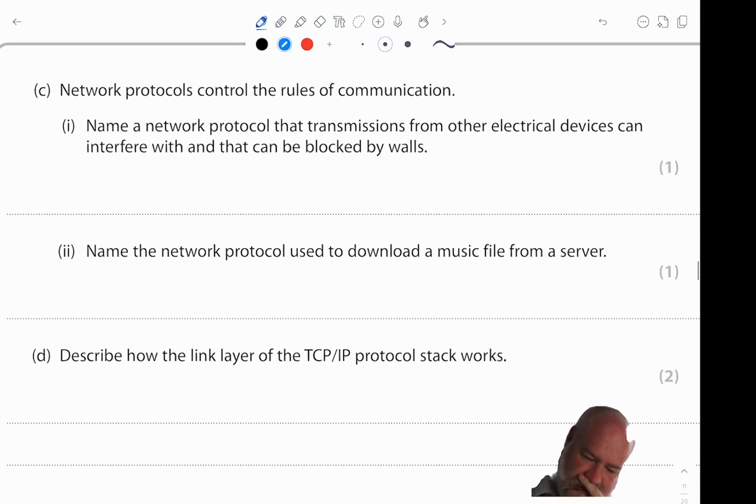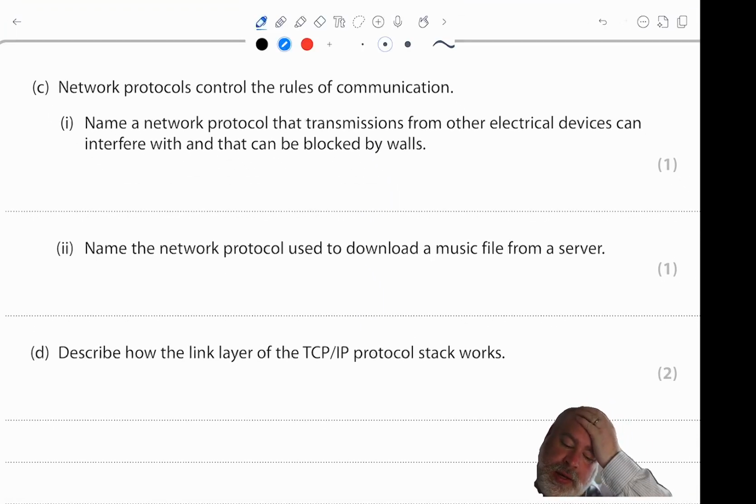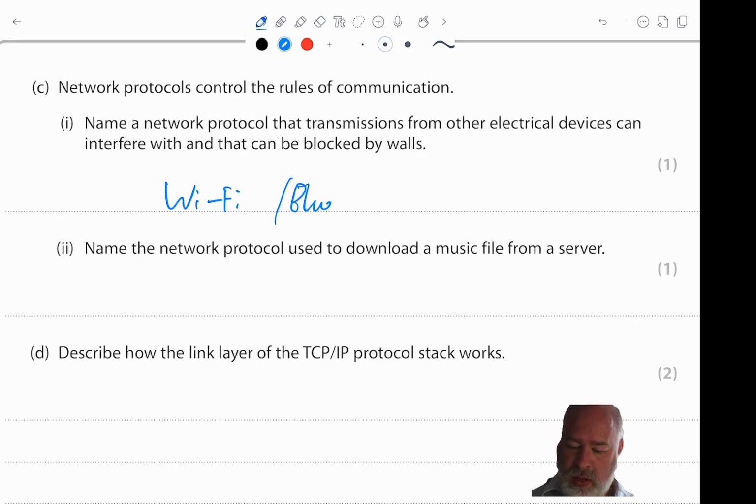Network protocols control rules of communication. Name a network protocol that transmissions from other electrical devices can interfere with. Well, we just talked about that, didn't we? I think the easiest answer is Wi-Fi or Bluetooth. I think that's the easiest answer there. Yeah, I can't think of anything else we could add there.